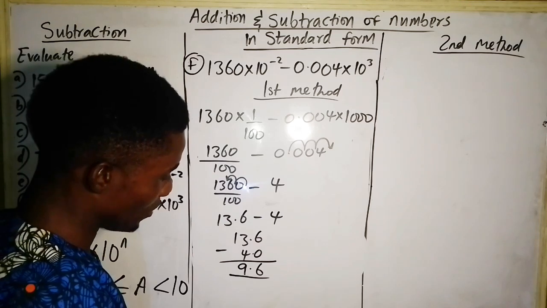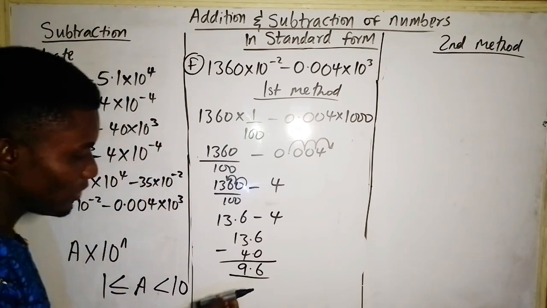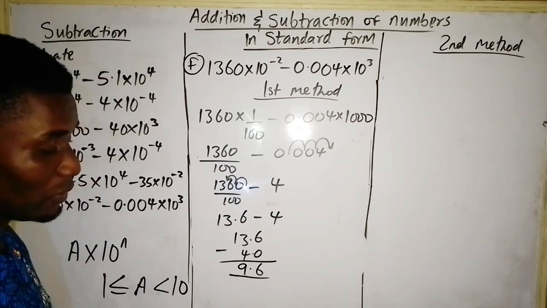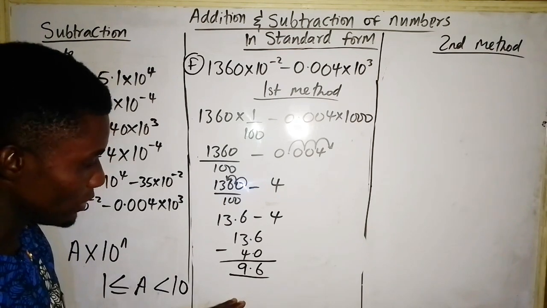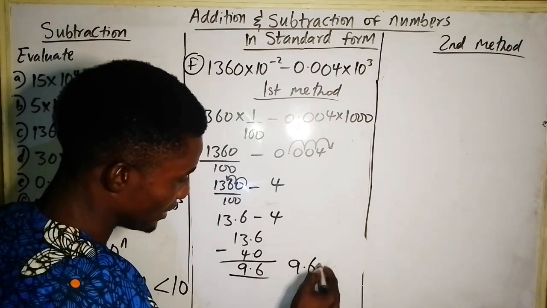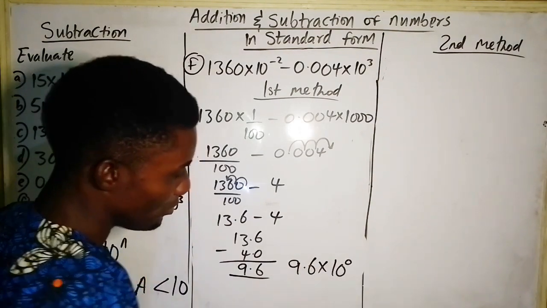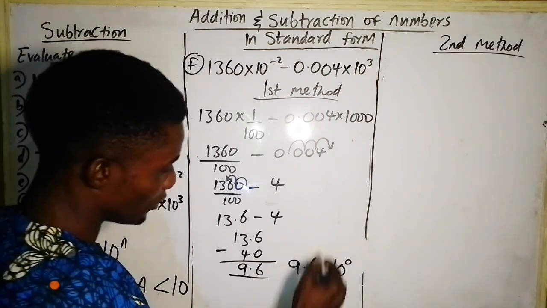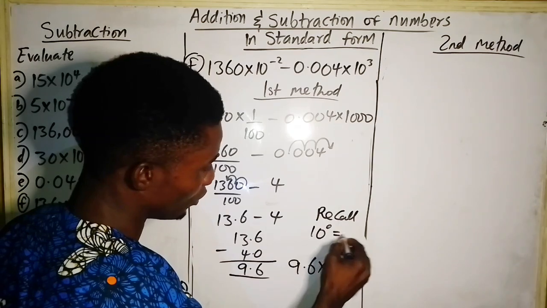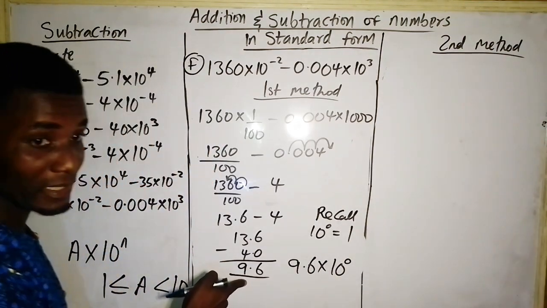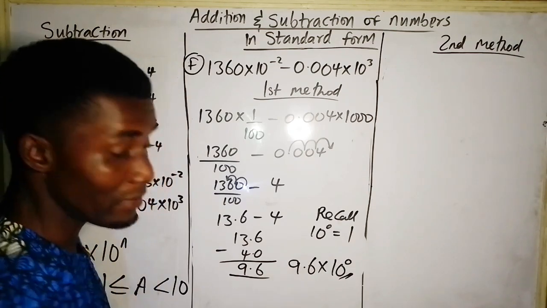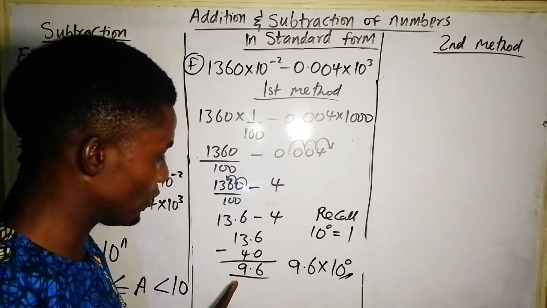9.6 times 10 raised to power what? In this case, you can see that our number is already in standard form and without any exponent. So if you encounter any question of this kind, all you need to do is to say 9.6 times 10 raised to power 0. Because recall that 10 raised to power 0 is always 1, which will still give you this same number 9.6 back. So our final answer is 9.6 times 10 raised to power 0, which is going to give us this same number.